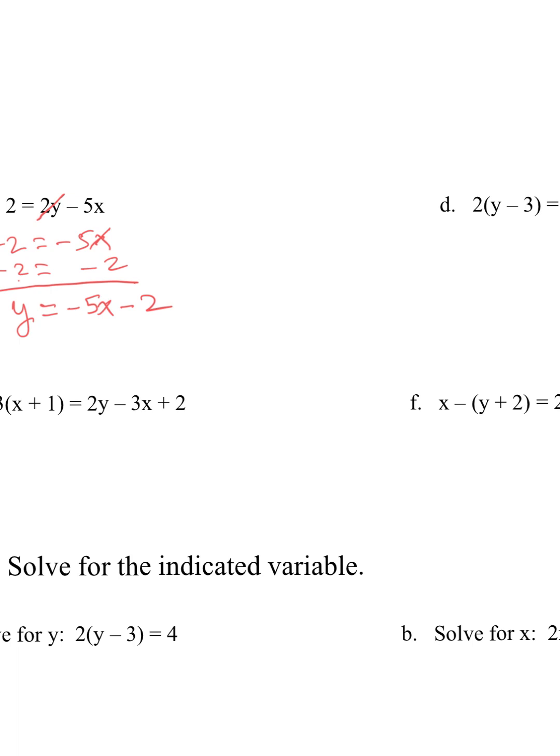Here, let's distribute first. Here, like so. So we get 2y. Distribute means to multiply. So to the y first, and then to the 3. 2 times the y is 2y. 2 times the negative 3 is negative 6, equals 2x minus 6. All right, that's what we have.